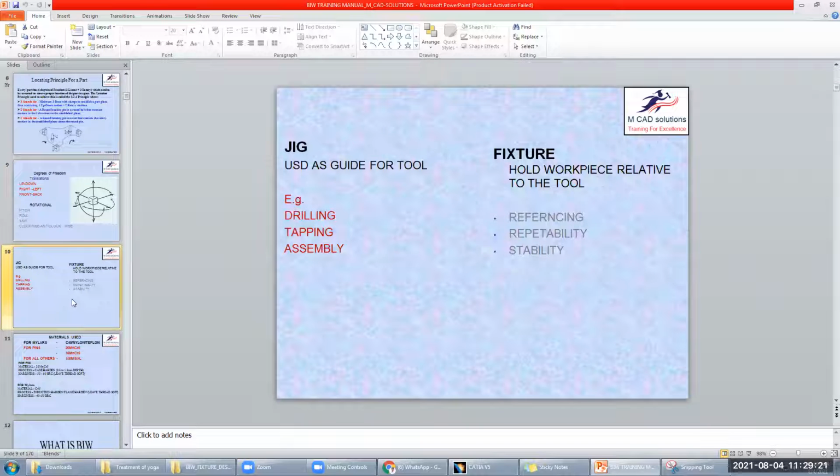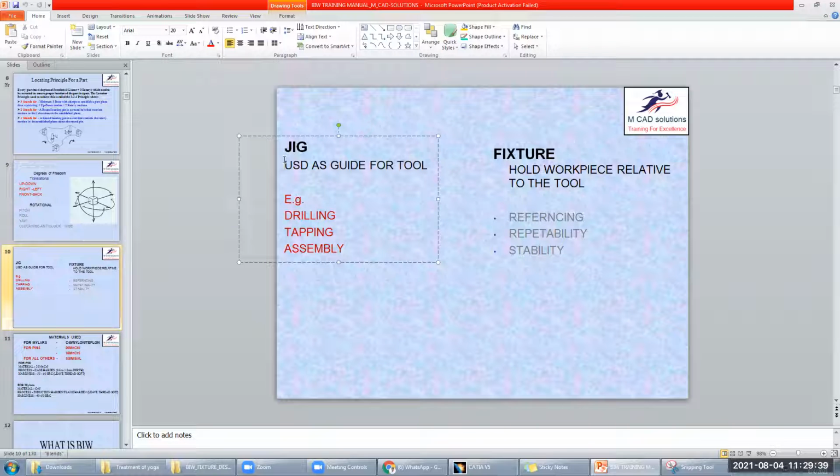Jigs and fixtures. Fixture we already checked. To restrict the degrees of freedom, we use a fixture. In that we locate, we clamp and we support the workpiece. This is the function of a fixture. A jig performs all the same functions, but with one additional thing: it is also used to guide the tool. It will secure the degrees of freedom of our part as well as guide the tool. So it performs an extra function, guiding the tool, and that's called a jig.